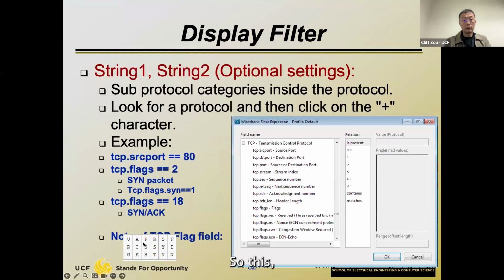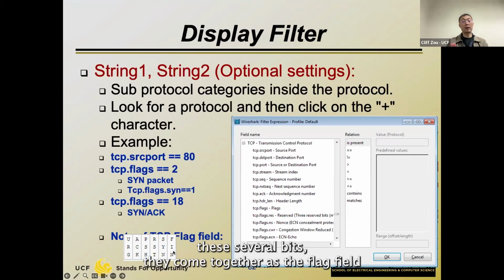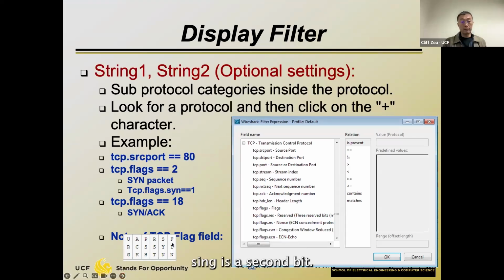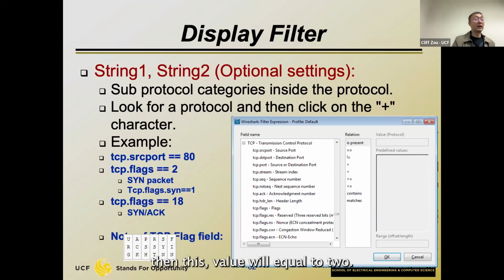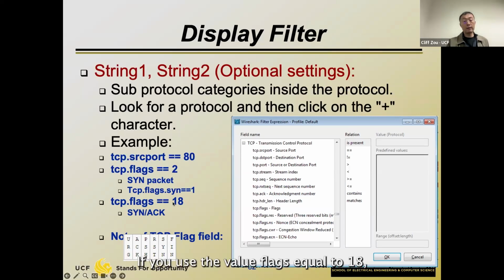So this flag field, these several bits, they come together as the flag field. SYN is the second bit. So that's why if all the other bits are 0, and only the SYN bit is 1, then this value will equal 2. If you use the value flags equal to 18, that means that both the SYN bit and ACK bit are set as 1. All the other bits are 0. So that will be this case.